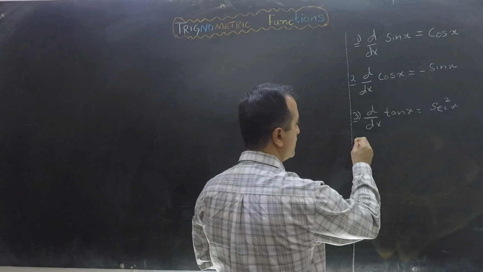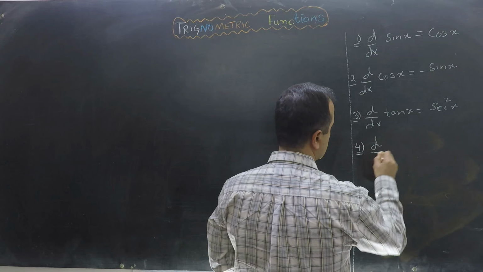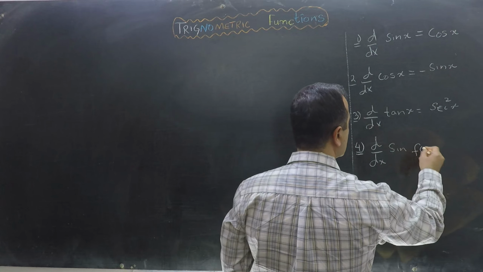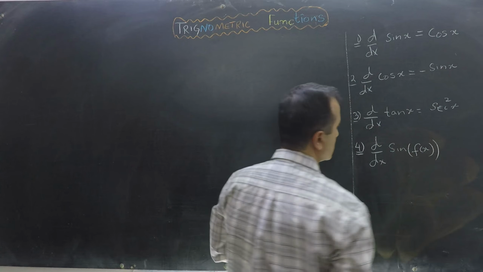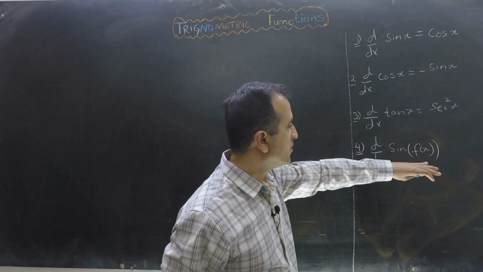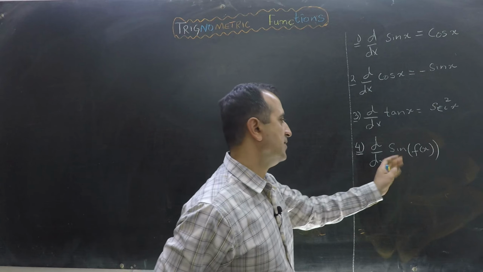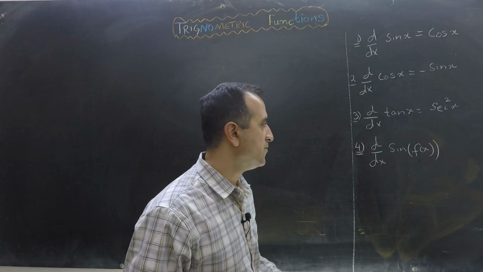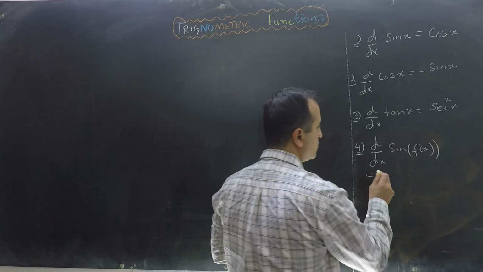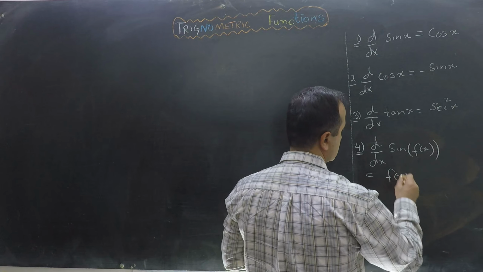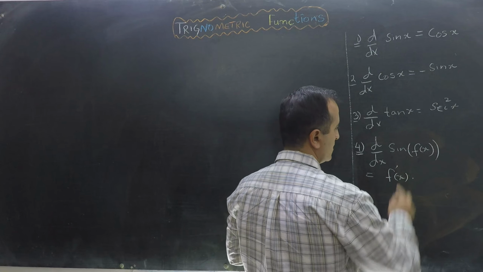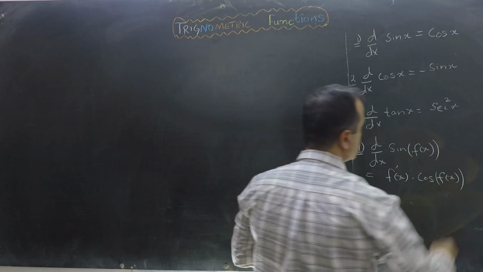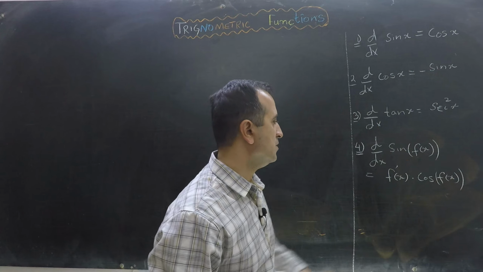Now rule number 4, that is the derivative of sine function of x. Basically we have to apply here our chain rule. According to chain rule, first we have to find derivative of sine function of x and then multiply it with the derivative of function of x. So this will be equal to function of x derivative times cos function of x. We can easily prove it using chain rule.